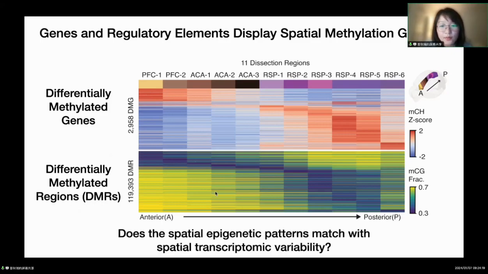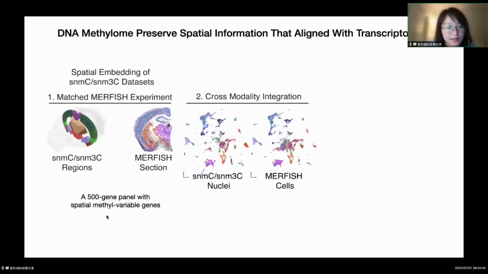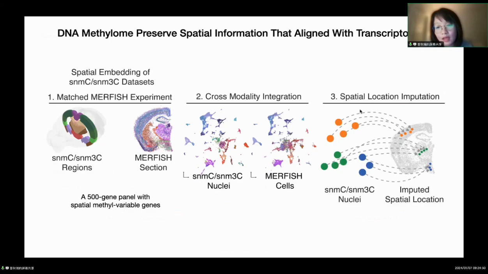So the next question is, we wondered if this is only for the methylation, or if this pattern also matches the spatial transcriptome variabilities. To achieve this, we thought about the new spatial transcriptome technique. One of them is MERFISH. Basically, we start by designing a 500 gene panel involving spatially methylation-variable genes, and did the cross-modality integration and imputed the methylation nuclei to the spatial location.